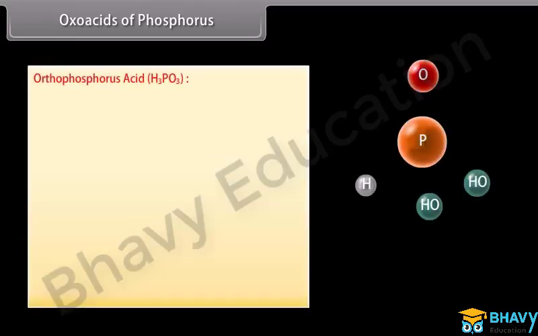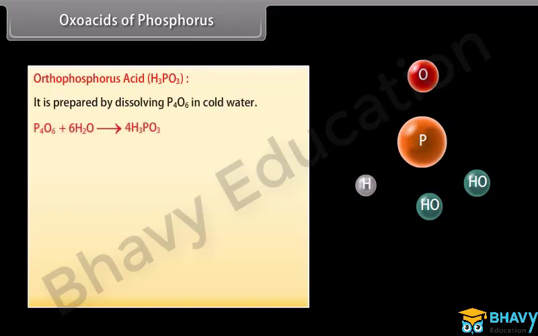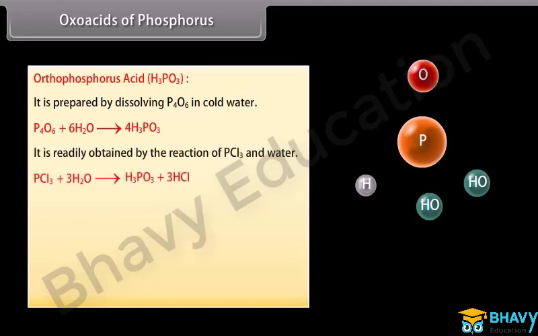Oxoacids of phosphorus. Phosphorus forms a number of oxoacids. The important oxoacids of phosphorus are the following. Orthophosphoric acid. It is prepared by dissolving P4O6 in cold water. It is readily obtained by the reaction of PCl3 and water.